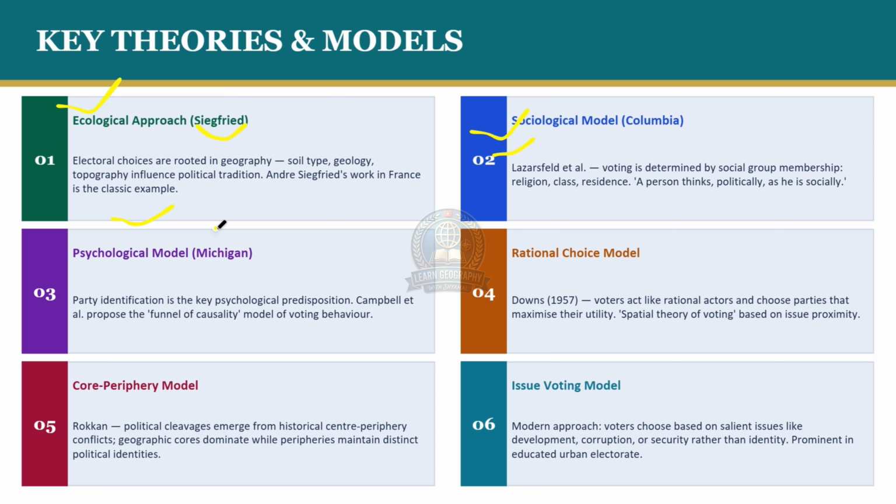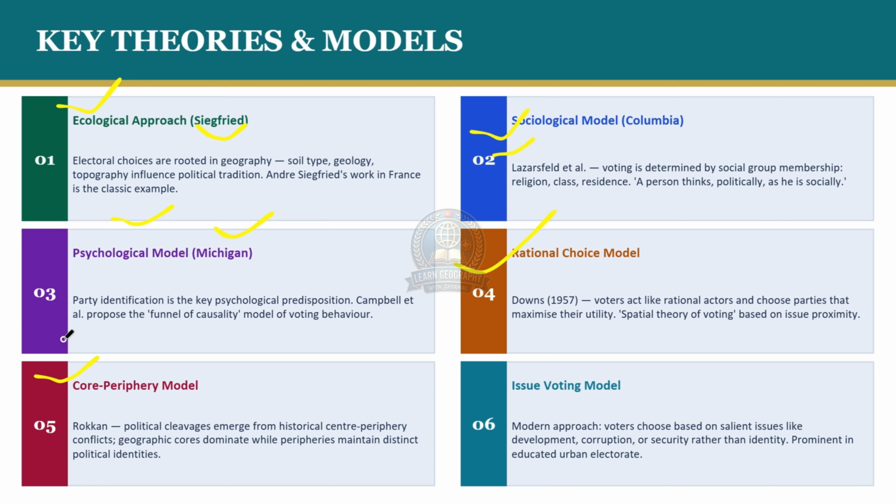Psychological model by Michigan: party identification is the key psychological predisposition. Campbell et al. proposed the funnel of causality model of voting behavior. Rational choice model, Downs 1957: voters act like rational actors and choose parties that maximize their utility. Spatial theory of voting based on issue proximity.